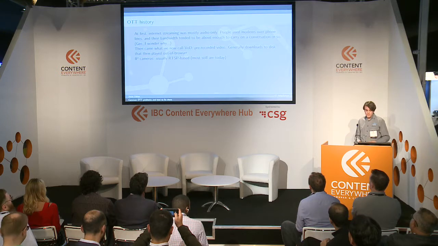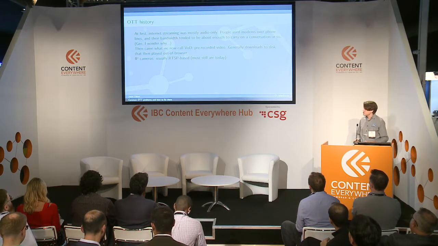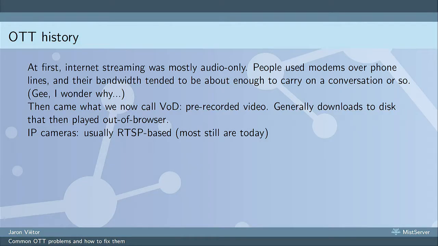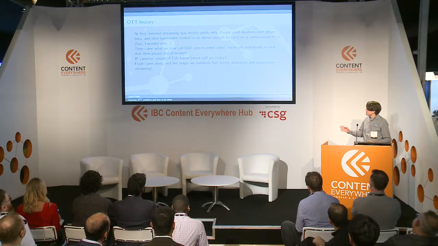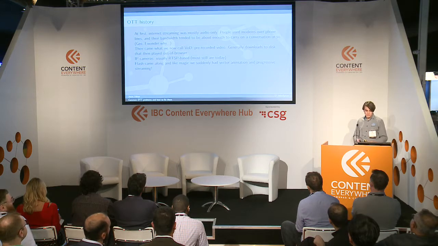And shortly after, IP cameras appeared, which used the real-time streaming protocol. And most still use the real-time streaming protocol to this day, even the very modern ones, because it's a very robust protocol. But that doesn't really work on the rest of the internet. It just works for dedicated applications like that. And then Adobe came with their Flash player, and suddenly we had really cool vector animation online and progressive streaming support. And later they also added RTMP, which is still sort of the standard for user contribution.